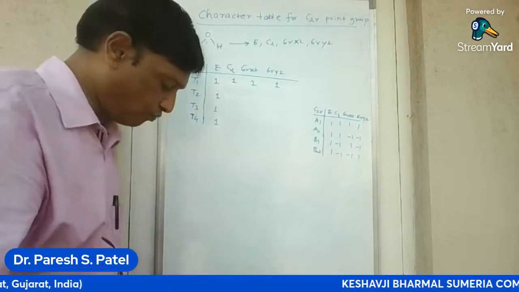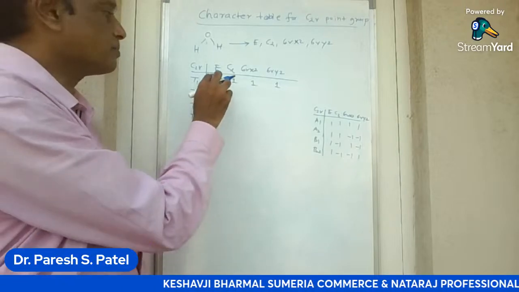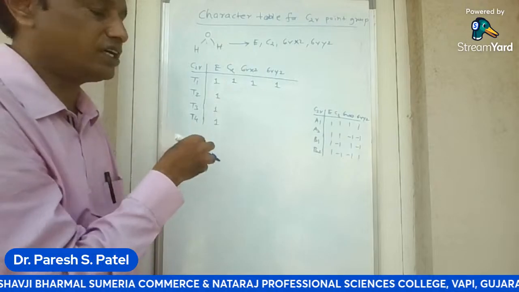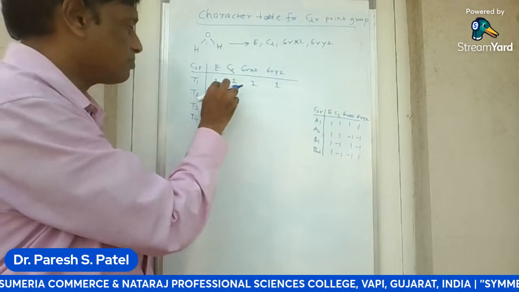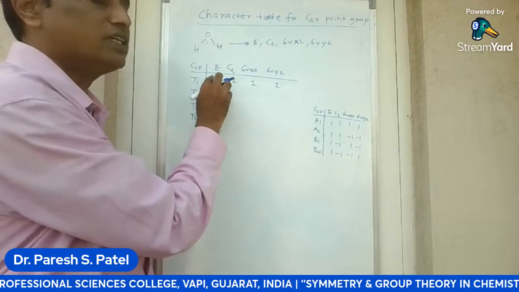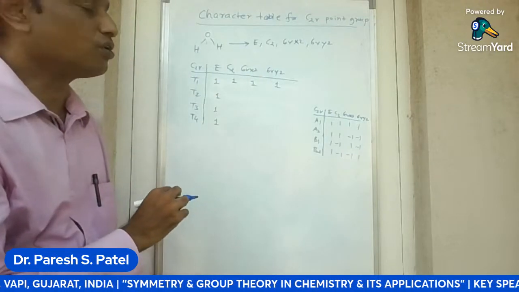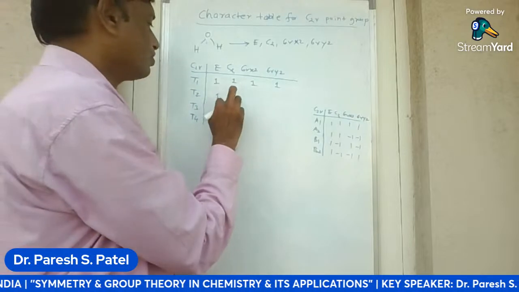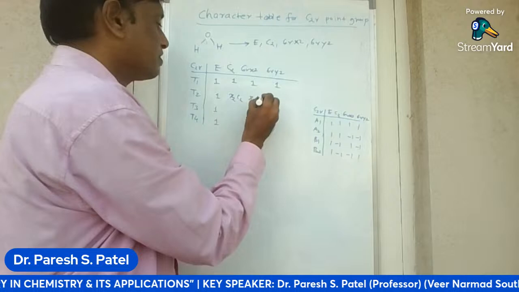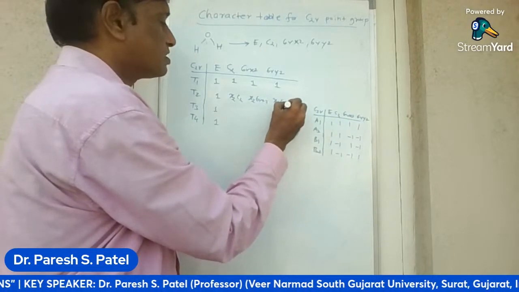First of all, we have to go for the first characteristics of the irreducible representation. Numbers of the classes is equal to numbers of irreducible representation. Then we have to go for the second characteristics. The sum of the square of the dimension is equal to order of a group. Then we have to go for the characteristics number 3. The sum of the square of the character is equal to order of a group. Now for character 2 C2, character 2 sigma v xz, character 2 sigma v yz.